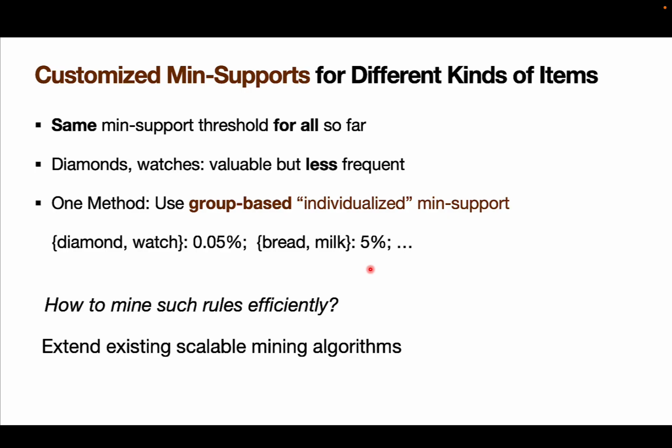Now, the natural question is, does this break algorithms like Apriori or FP-growth? The answer is no. With some adjustments, they still work. The key idea is when evaluating an itemset, you compare its support to the minimum threshold of the items inside it. That way, an itemset that contains a rare item is judged by the rare item's lower threshold.